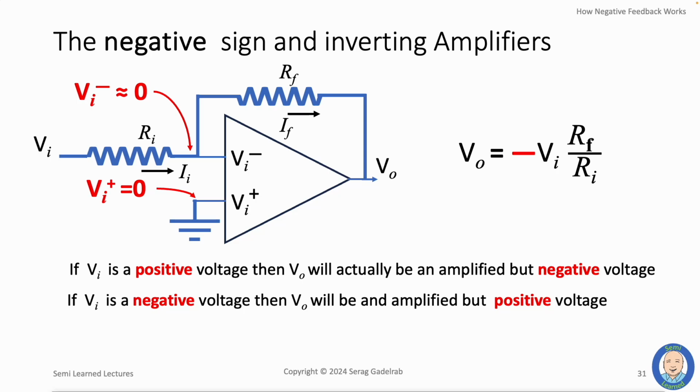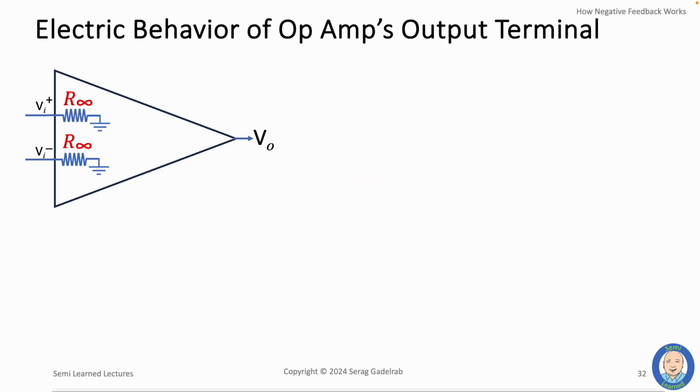What path does I sub F take as it exits the resistance R sub F? The only path it has is to go into the op amp. Is that possible? And what does that tell us about the behavior of the output terminal of the op amp? We previously looked at the electrical characteristics of the input terminals of the op amp and said that each of them is best represented from an electrical perspective as an infinite resistor. What about the electrical characteristic of the output terminal?